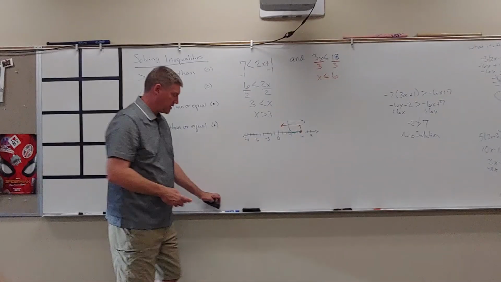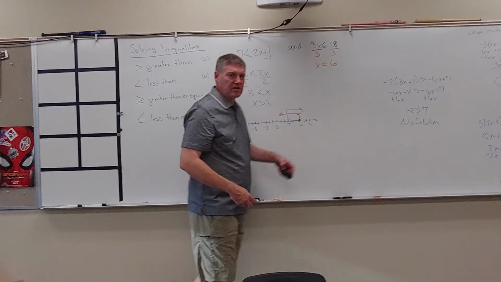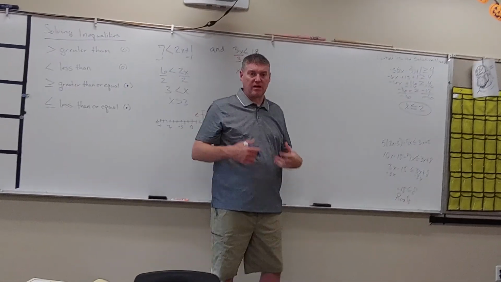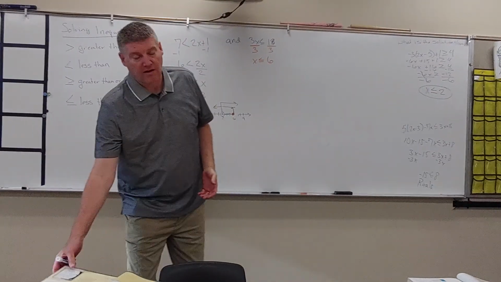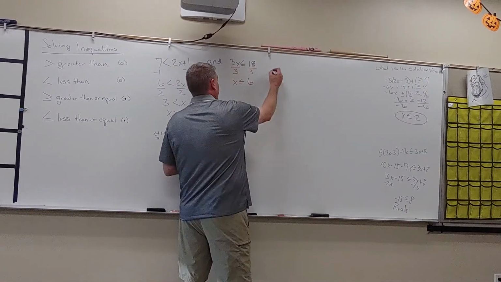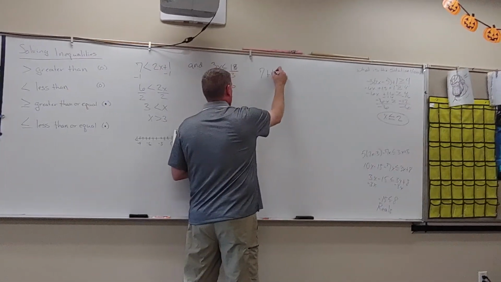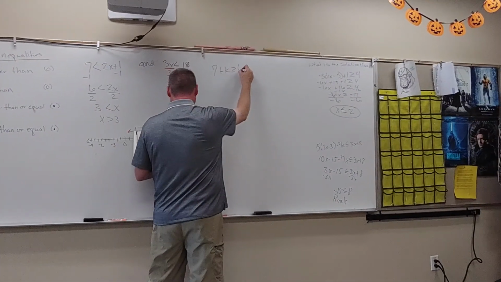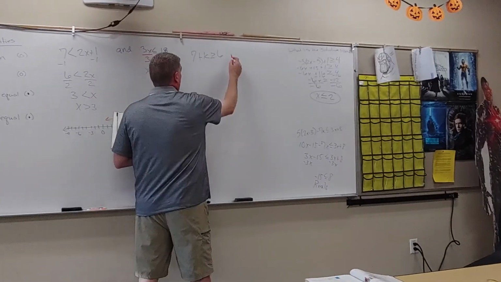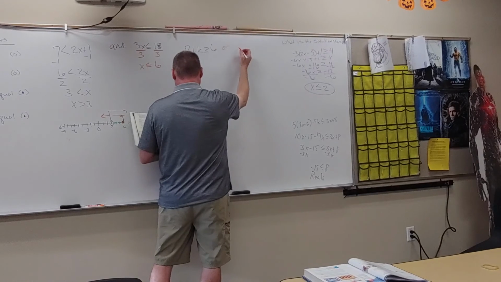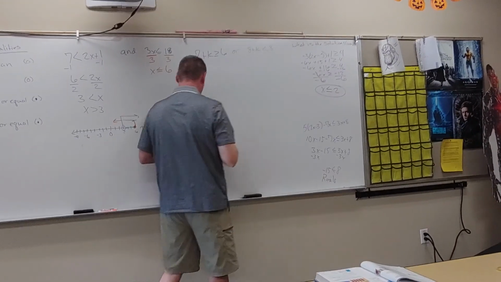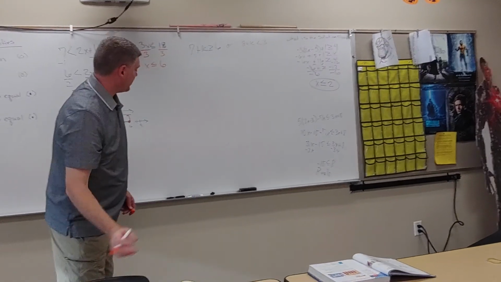Now the next one is an OR. And what does OR mean? Well, OR means that it only has to work for one of the inequalities. It doesn't have to work for both. So I have 7 plus k is greater than or equal to 6, or 8 plus k is less than 3. And we're going to solve both of these.